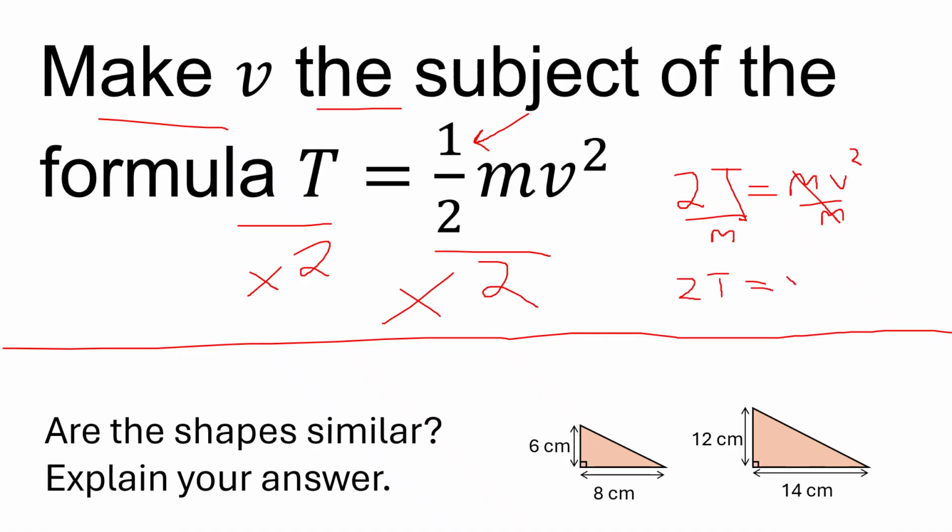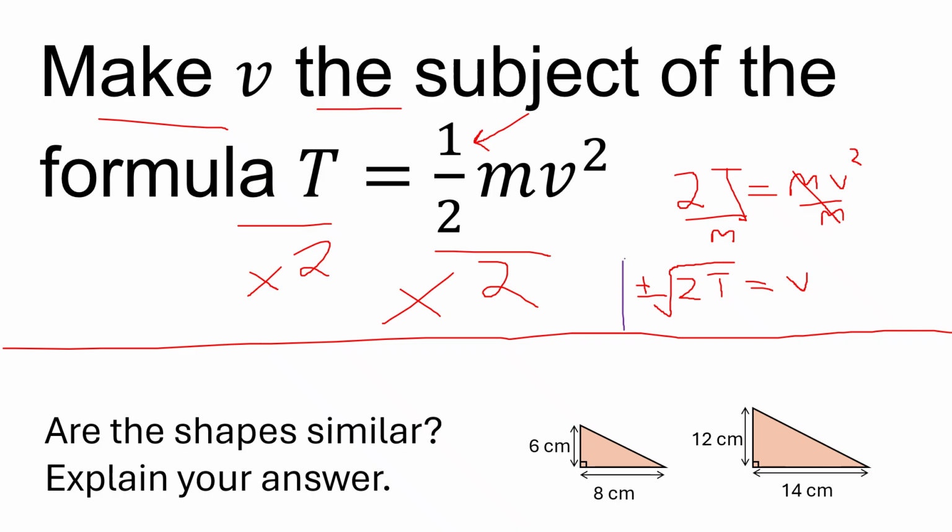What's the opposite of squaring, guys? Well done, you guessed it. It's going to be to square root, but don't forget the plus and minus here. So plus or minus the square root of 2T over m is equal to v.